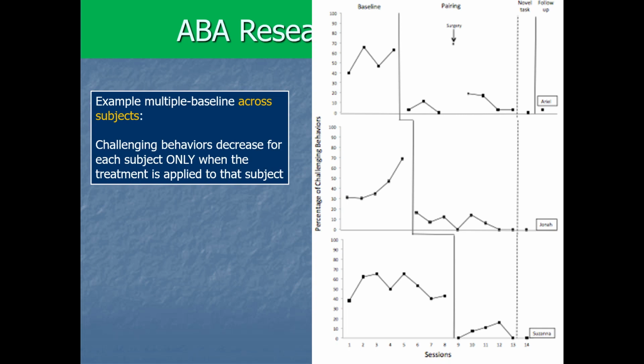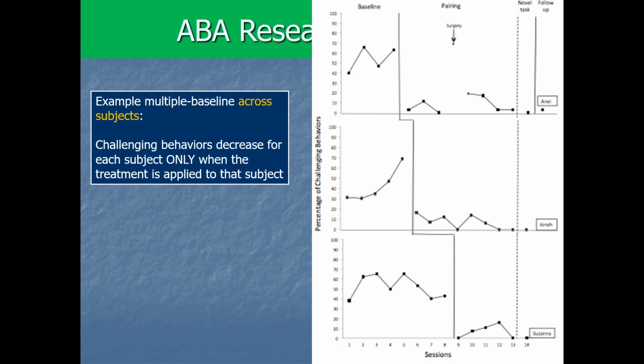And sure enough, we see the challenging behaviors go down when we start our treatment. But notice behaviors only decrease for each subject when the treatment, in this case pairing was the treatment they used, is applied to the subject. So just FYI, the little dot at the top of the graph for Ariel, that says surgery. That's just making a note there was an outlier day with lots of challenging behaviors, but likely because Ariel had just had surgery right before that. Anyway, one other thing to point out in the graph here is notice there's a big dotted line going down the graph after session 13. At the end on session 14, they tested during a novel task to see if the treatment generalized to other situations, which it did seem to.